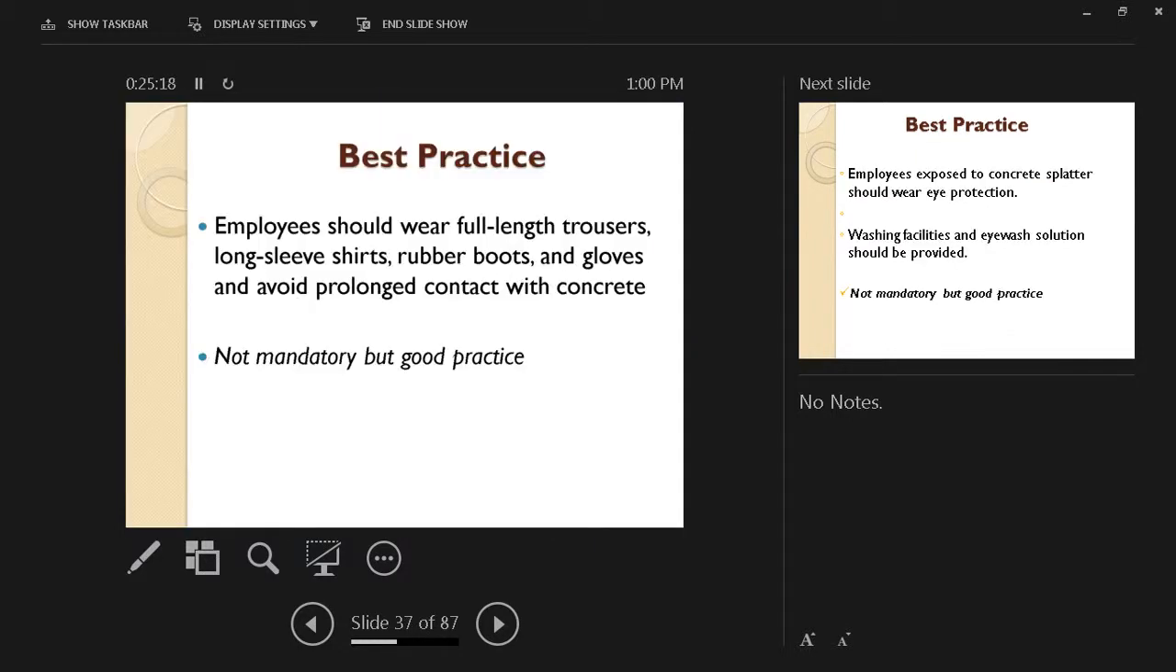So the best practice is employees should wear full-length trousers, long-sleeve shirts, rubber boots, and gloves to avoid prolonged contact with concrete. Not mandatory, but this is a good practice. So if you are a safety supervisor or if you are a field engineer responsible for any concrete work, try to follow this best practice.